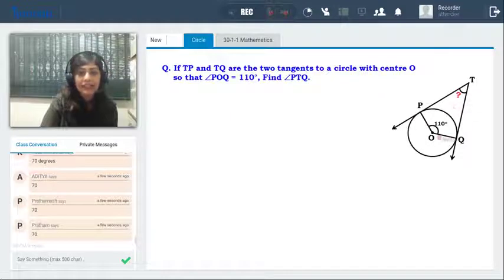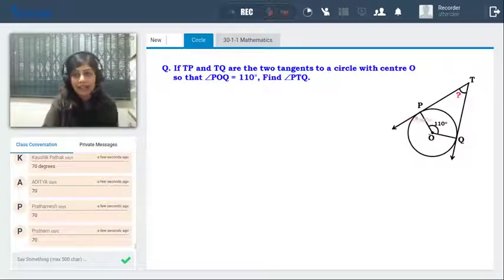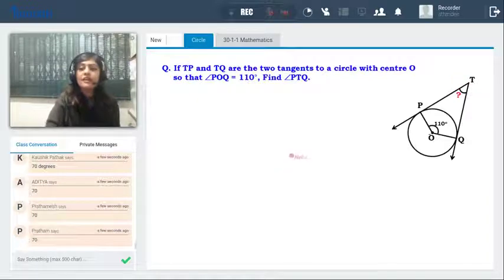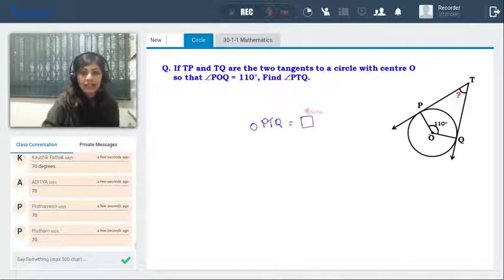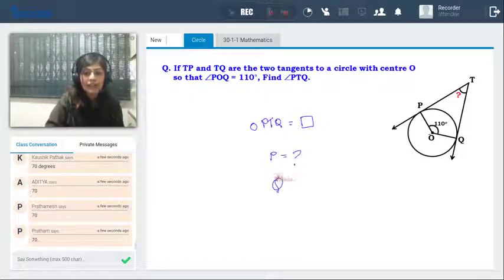We have TP and TQ as two tangents to a circle with center O, so that angle POQ is 110. We need to find angle PTQ. So we have this angle out here marked by a question mark. Now students, pay attention. If you observe OPTQ, what do you see? OPTQ is a quadrilateral. So can we apply the sum of angles of a quadrilateral? For that, we need to know the measure of angle P, and also the measure of angle Q. Students, what's the measure of angle P and Q? Can we guess what the measure is? Any guesses? 90? Yes.